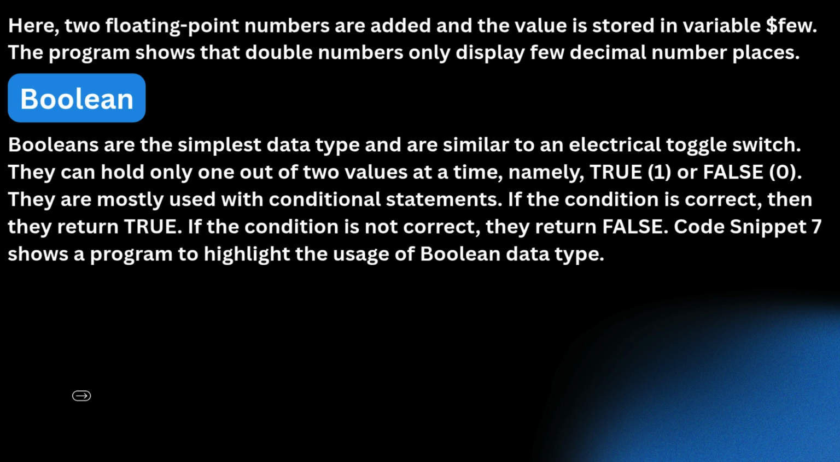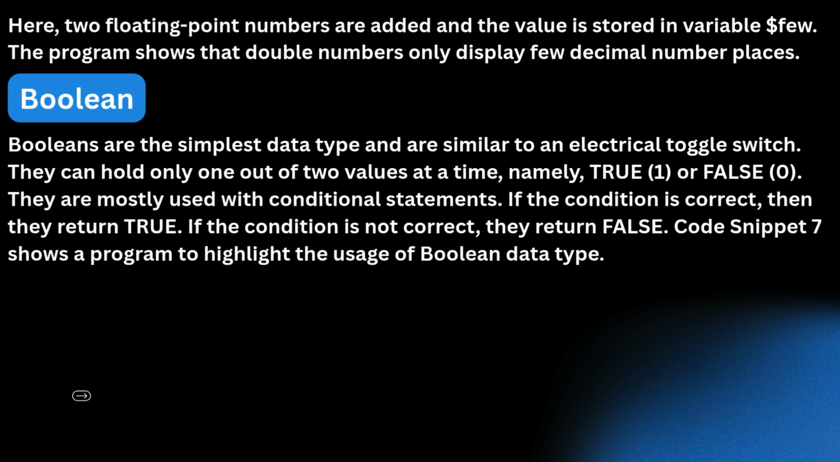Booleans are the simplest and most fundamental form of data in programming. You can think of them as a digital version of a light switch. They can only be in one of two possible states: on or off, true or false, or in numeric terms, 1 or 0. A Boolean variable can hold only one value at a time, either true, which represents a correct or positive condition, or false, which represents an incorrect or negative condition.